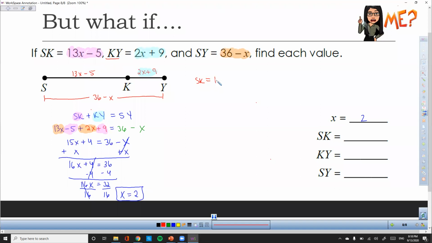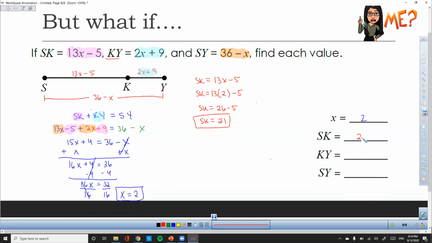Equals 13x minus 5. Well, I already know what x is, right? I found that x is 2. So in order for me to find the length of segment SK, I have to substitute it in. 13 times 2 minus 5. So what's the length of segment SK? 13 times 2 is 26, minus 5. That means the length of segment SK is 21.